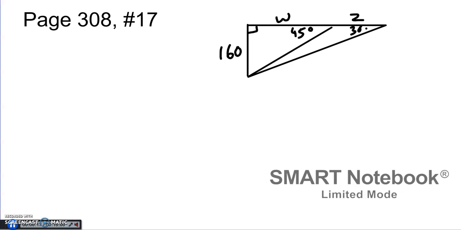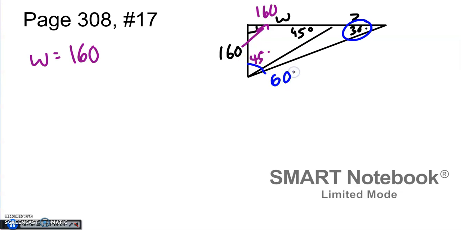So for page 308, number 17, it says find the values of W and Z. Well, if we look at this, we have a right triangle here, meaning that we have a 45 by 45 in the interior. So we know that W is going to be 160. W is equal to 160. So now, if we look, we have a 30-degree angle right here, meaning that this entire angle is 60 degrees.